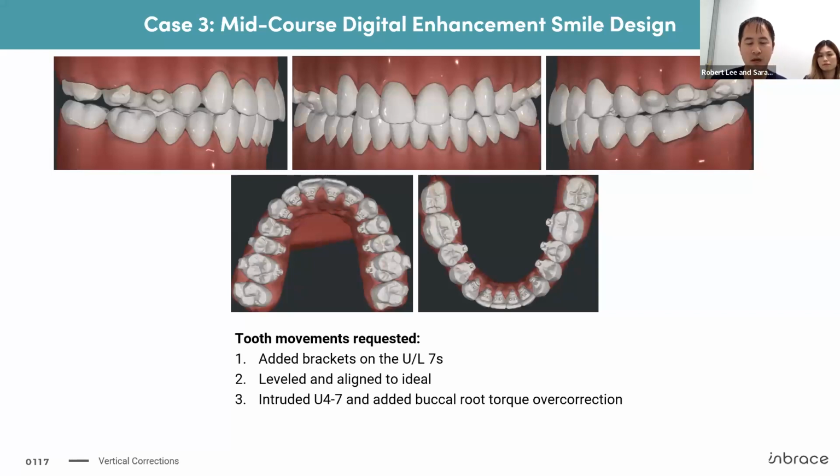So in this case, we added some brackets in the upper and lower 7s to help with the expansion and torque correction. We level on the line to ideal. And then we intruded the upper 4 to 7. Again, we want this to work in harmony with the planned TAD mechanics, as well as we added some buccal root torque overcorrection to try to prevent some of the buccal flaring.